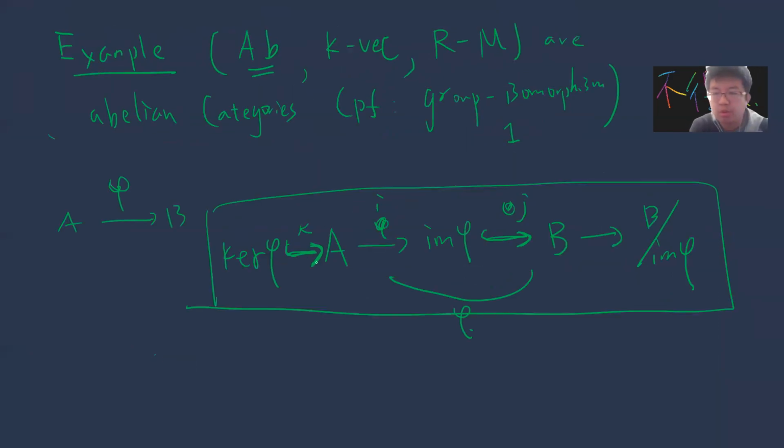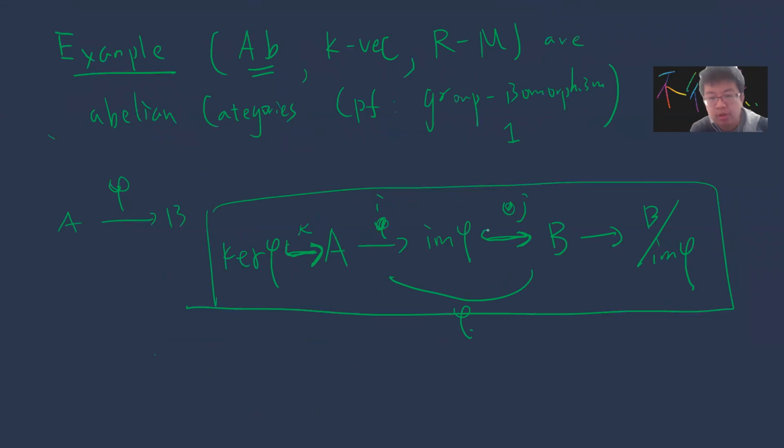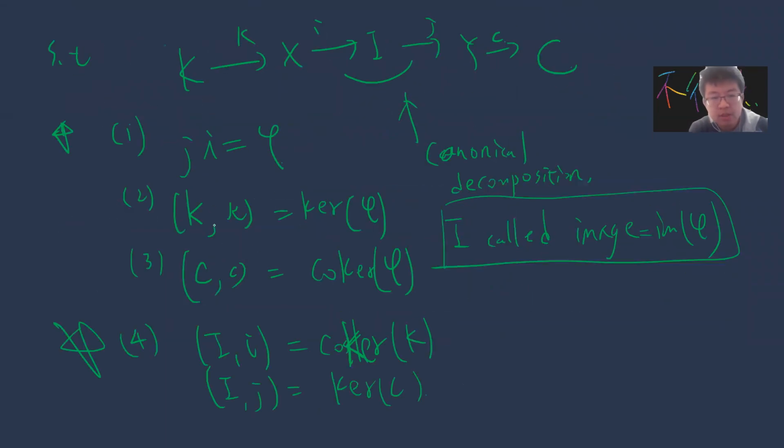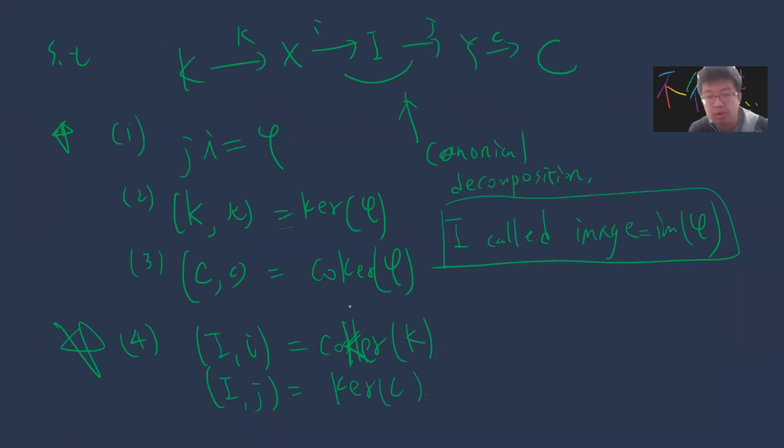Oh, so I'm stupid. Yeah. So basically, let me just go back. First, Ji equals phi. This is by the definition, and so this is kernel phi. You need to prove this. But in this case, the kernel phi is just a subgroup of A, because A is an abelian group, and the co-kernel is just the co-kernel.